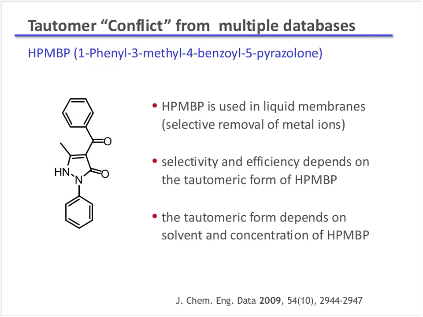So this is another example, where tautomers can come from different databases. This 1-phenyl-3-methyl-4-benzoyl pyrazolone is a molecule used in the lipid membrane for the extraction or removal of different metal ions. The efficacy for selecting different metal ions depends on the particular tautomeric form of this molecule in the lipid membrane, and this tautomeric form depends on the solvent as well as the concentration of the molecule.